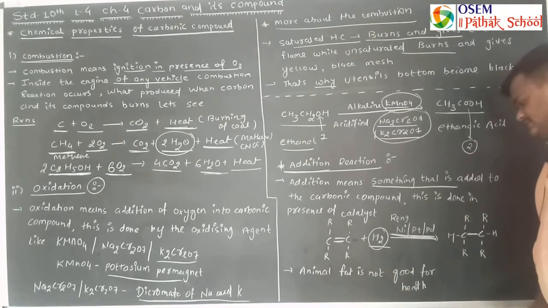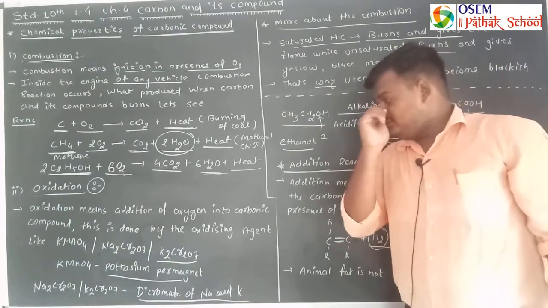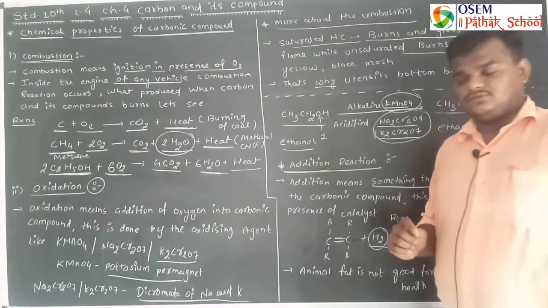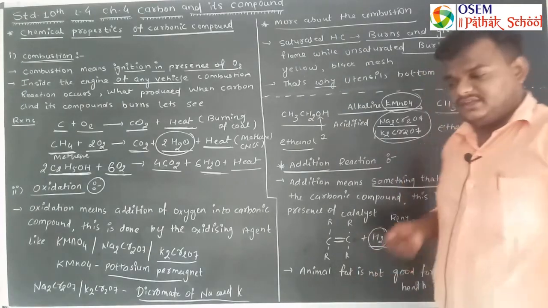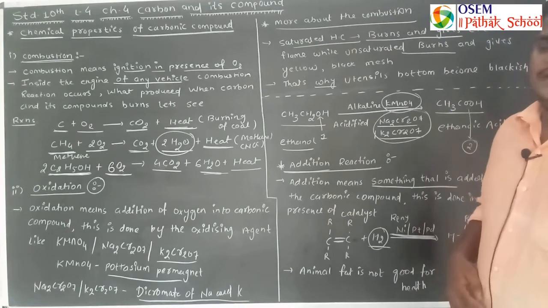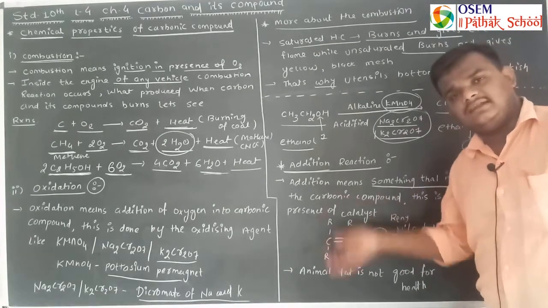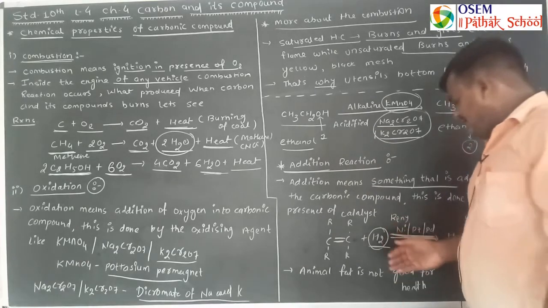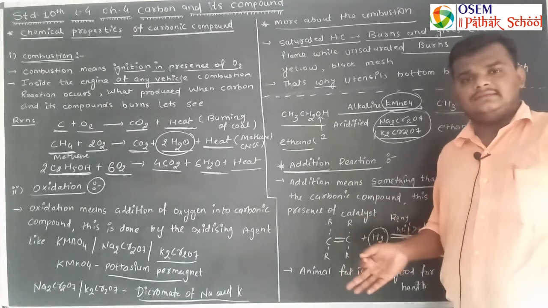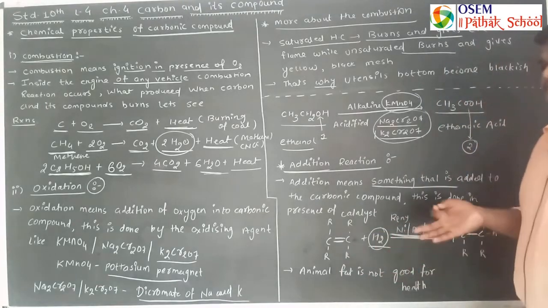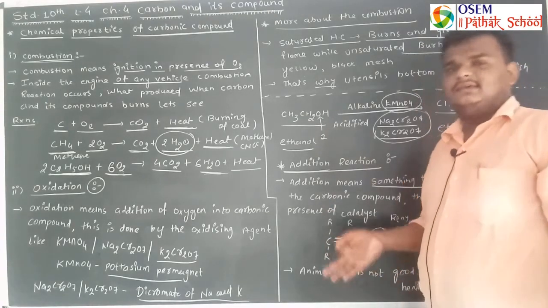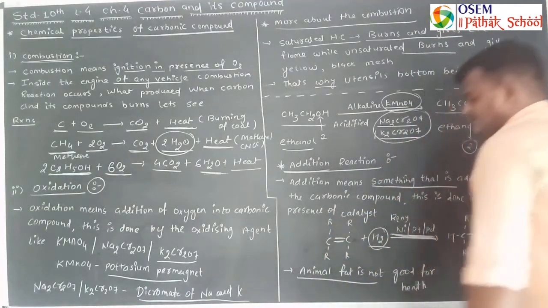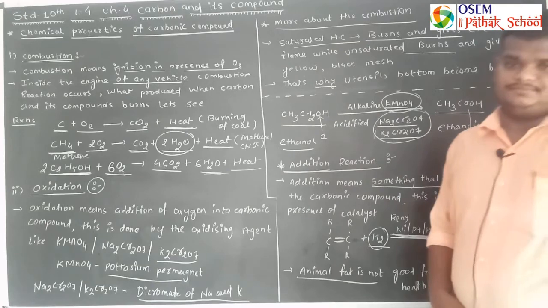And animal fat is not good for health. We know animal fat is a saturated hydrocarbon. So when we heat it, it does not react with any other reactants. That's why animal fat is not good for health, while vegetable oil, vegetable food and vegetable ghee are good for health. That's why we are not using animal fat in the preparation of food.